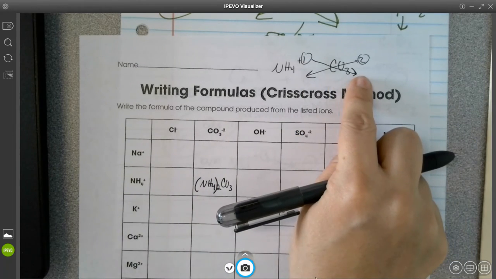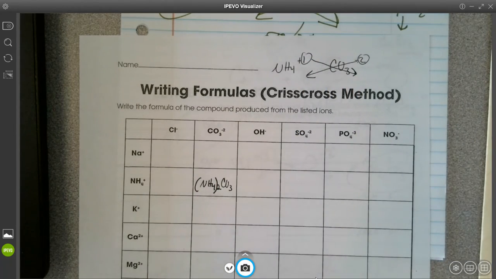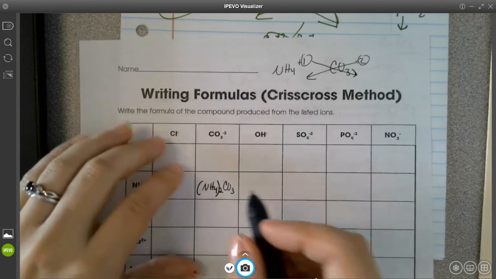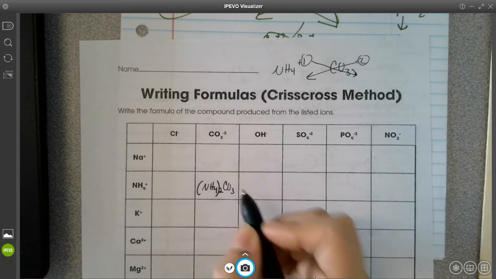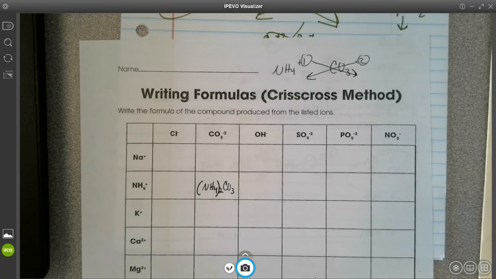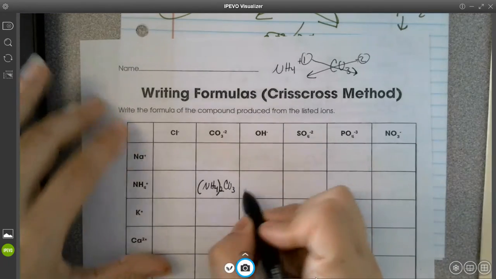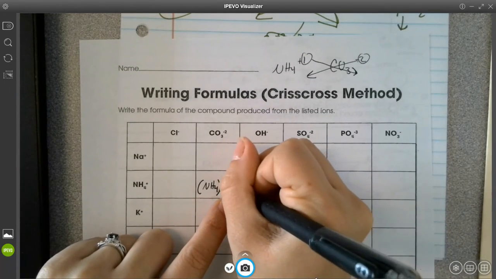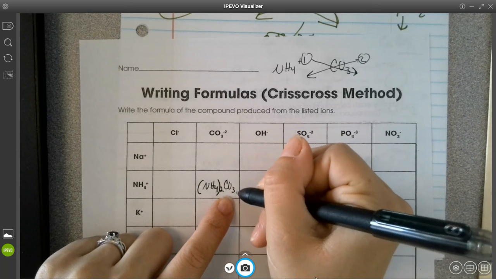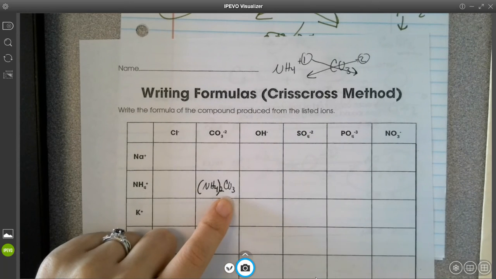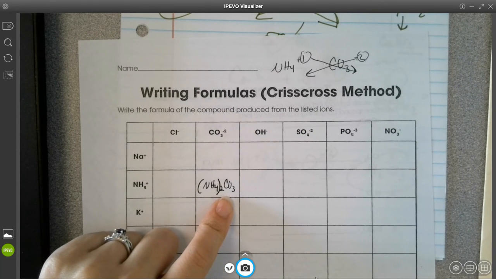and 1 comes down. Now remember, 1s are invisible. We kind of assume that they're already there. But if you're wanting to put a parenthesis around CO3, again, that's completely acceptable. However you want to display that. The only thing is if you put a 1 next to the 3 right here, it would look like it says 31. So if you're doing that, please make sure that you put parentheses.